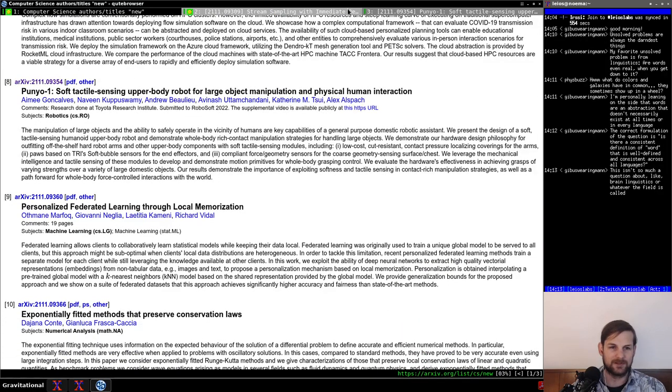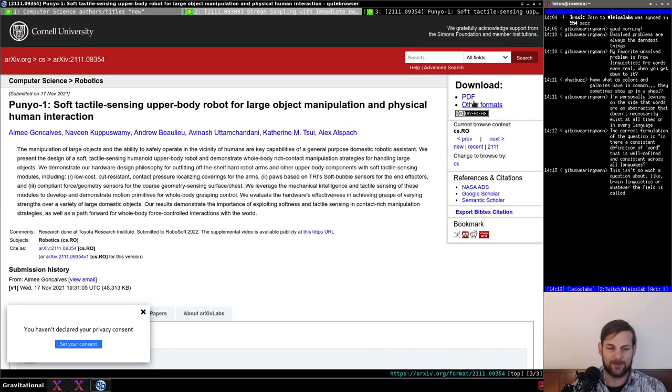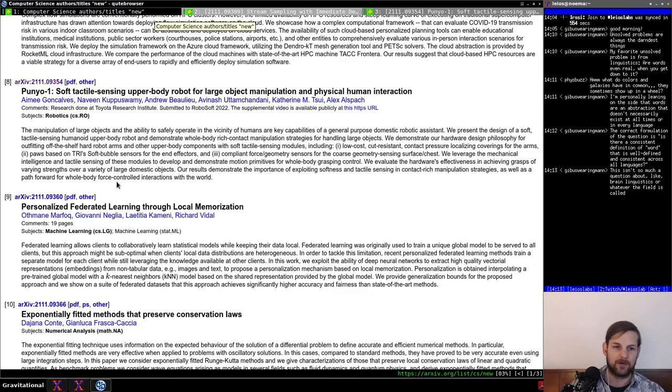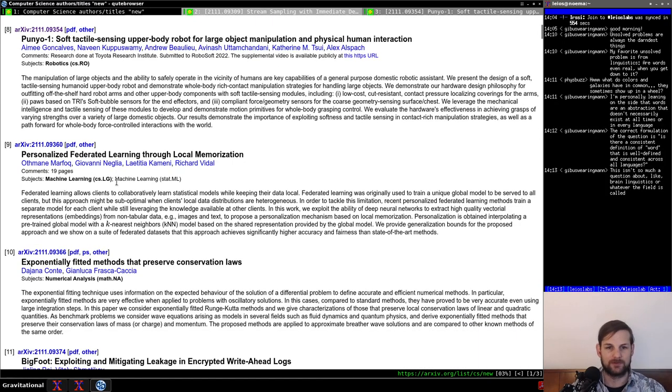Okay. Soft tactile sensing upper body robot for large object manipulation and physical human interaction. Wait a minute. Is this literally just like a robot? Like, wait. I have to look at this one. Okay, we'll look at it in a second. So, personalized federated learning through local memorization. What is federated learning?